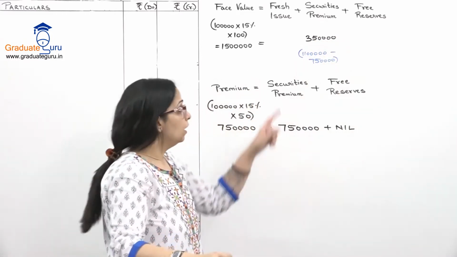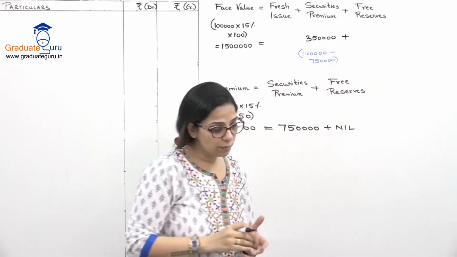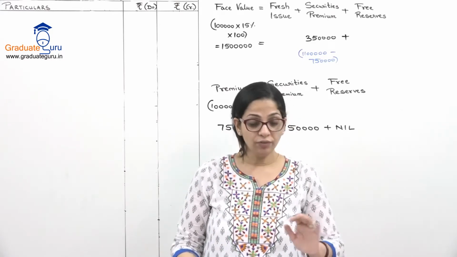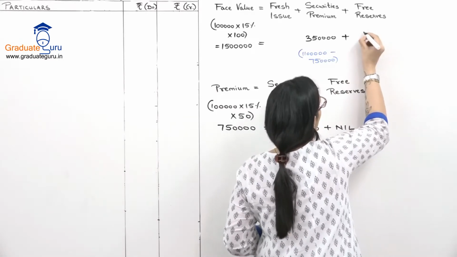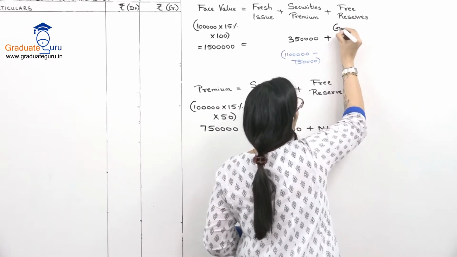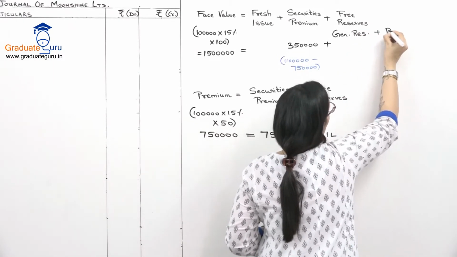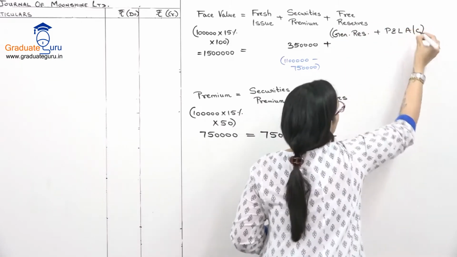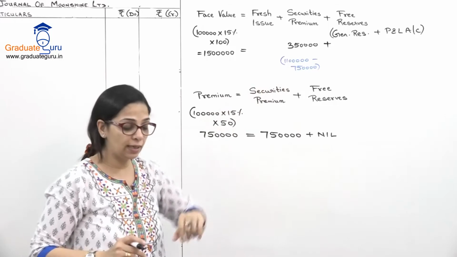Okay? Now let's go to our free reserves. In free reserves, what do we have? We have profit and loss account and we have general reserve, right? So let's create a breakup over here. General reserve and P&L account. Okay? Within the free reserves, I have two reserves, general reserve and P&L account.